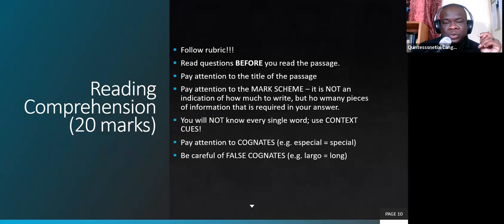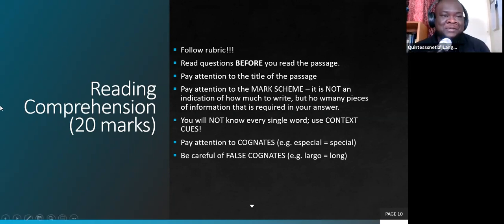Finally, in Paper 2, we have the reading comprehension. Once again, we have the instruction. Follow your rubric. I always tell students this: read the questions before you read the passage and pay attention to the title of the passage. Now, why would I make such a suggestion? I will tell only the truth. Somebody else might be afraid or ashamed to admit it, but I will tell you all the truth.